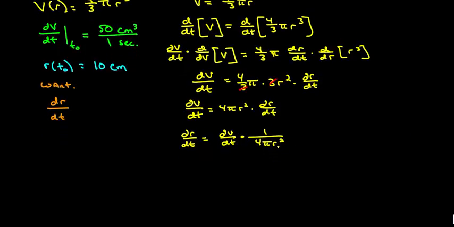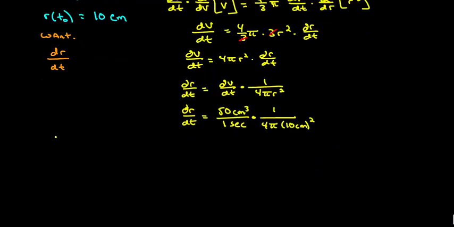Now we can start filling in the stuff that we know. We know that the radius at time t naught, whatever that time is, is 10 centimeters. So we can put that guy right in here. So dr/dt is equal to, we also know dV/dt at that time, that's 50 cubic centimeters per 1 second. And so, what's dr/dt? Now let's go ahead and fill this in. So this is 4 times pi times the radius, 10 centimeters, and we need to square that.